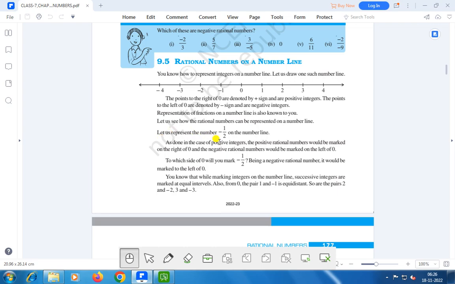Let us represent the number -1/2 on the number line. As done in the case of integers, the positive rational numbers would be marked to the right of 0 and the negative rational numbers would be marked to the left of 0. To which side of 0 will you mark -1/2? Being a negative rational number, it would be marked to the left of 0, right?